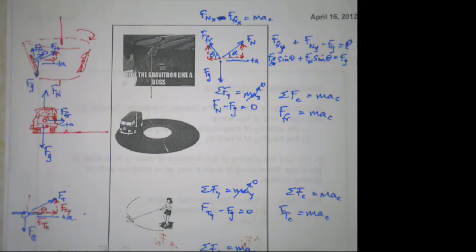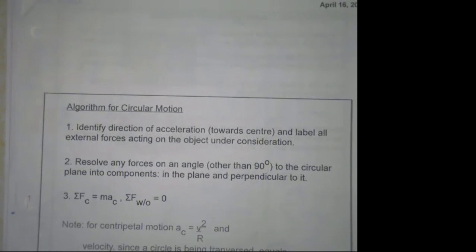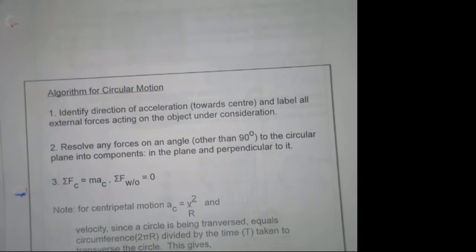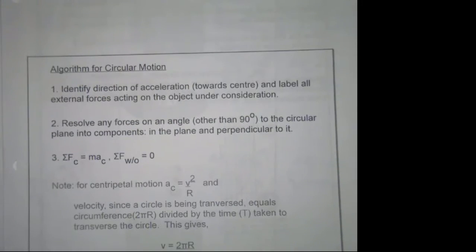So this is what we've just looked at. We have looked at this idea of solving circular motion problems. And you can see the steps there. We have identify the direction of acceleration, which is towards the center. Label all your external forces, resolve any forces on an angle other than 90 degrees to the circular plane into components. And we get those two equations which we saw on the paper that we were doing.